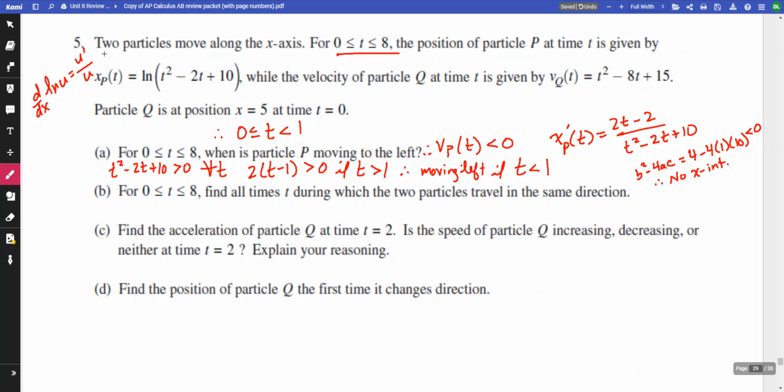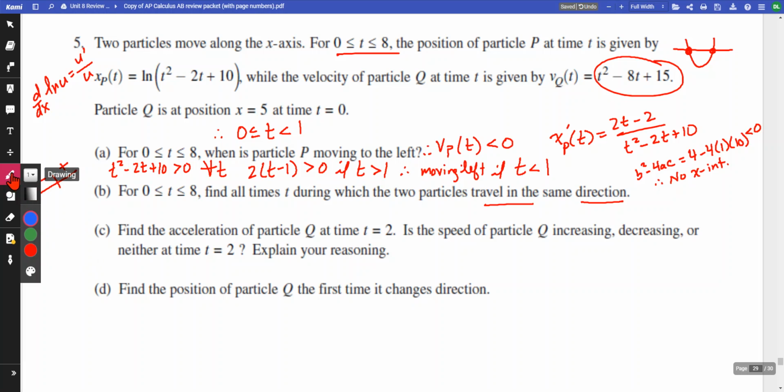Something to memorize. Okay, from 0 to 8, inclusive, all the times when the two particles travel in the same direction. Okay, so we know that for particle P, we're moving to the left and we're moving to the right. Okay, well, for particle Q, here's what I have. Well, this looks to be factorable, I believe, but for sure we know it's a parabola that opens upwards, right? So I want to find those intercepts.